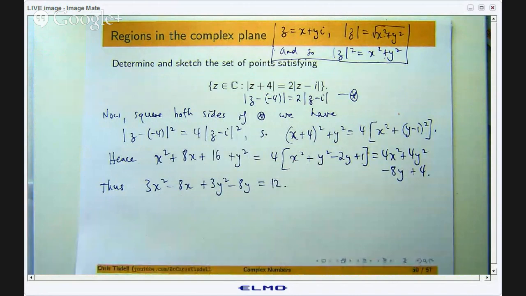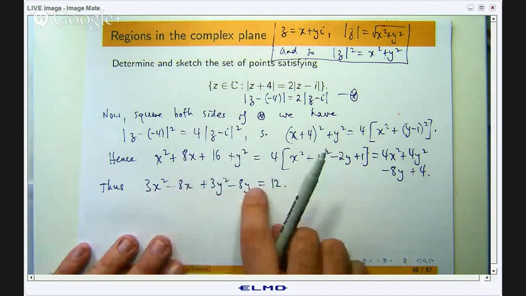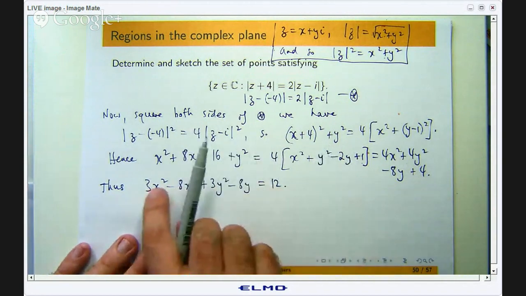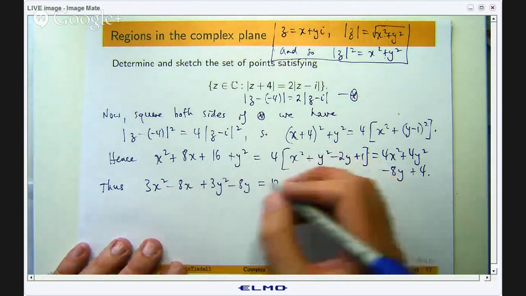Okay, now what I'm going to do is try to simplify this and complete the square to put it in a suitable format. Okay, so I want to find the center of the circle and the radius. So first thing I'm going to do is divide by 3. Okay, because that'll give the coefficient of x squared 1, and it's easy to complete the square.